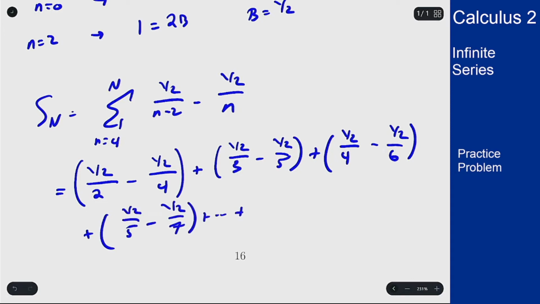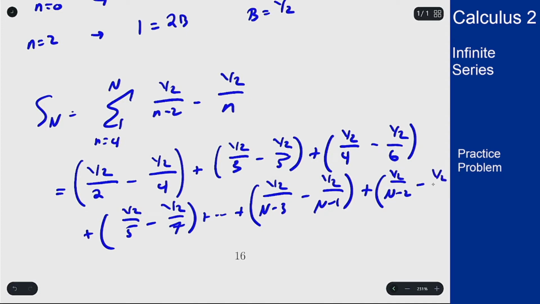If I plug in capital N minus 1, I will get 1/2 over capital N minus 1 minus 2, which is capital N minus 3, minus 1/2 over N minus 1. And then plus our last term, which when I plug in capital N, is 1/2 over N minus 2 minus 1/2 over N. Now what do we see in terms of cancellation?